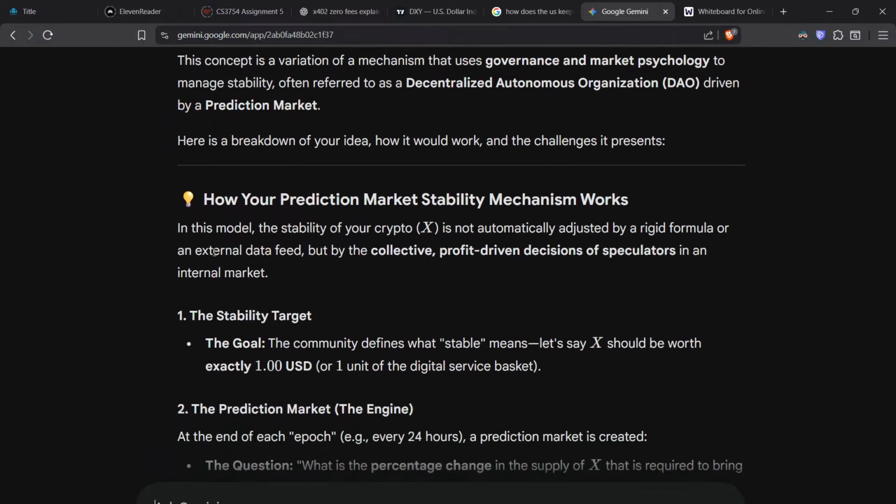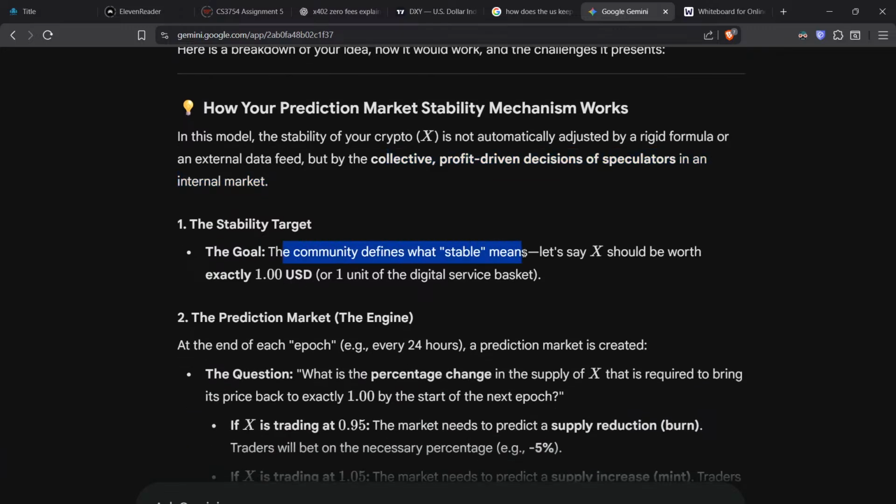In this model, the stability of a crypto is not automatically adjusted by a rigid formula or external input, but by the collective profit-driven decisions of speculators in the internal market. The community defines what stable means. Let's say X should be worth exactly 1 USD, or 1 unit of a digital service basket.